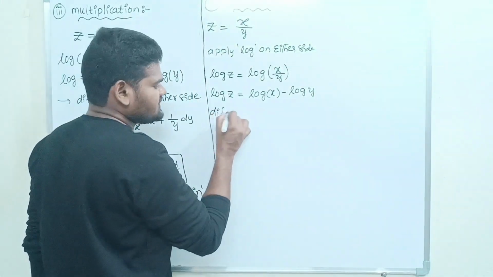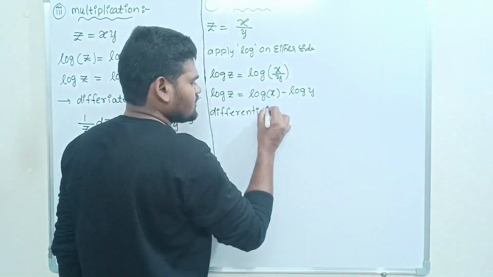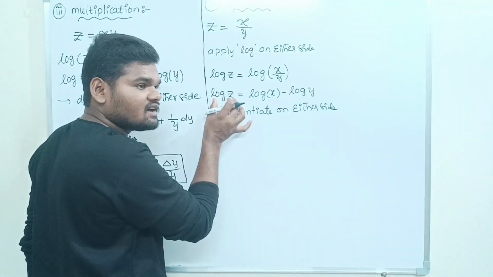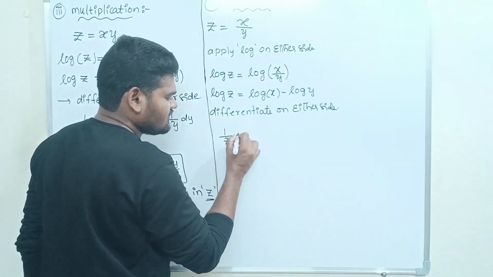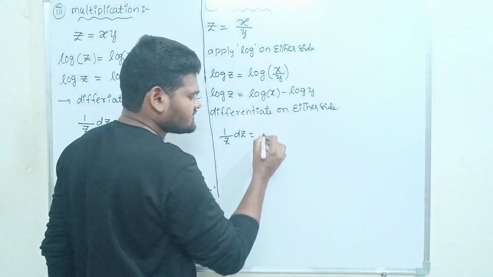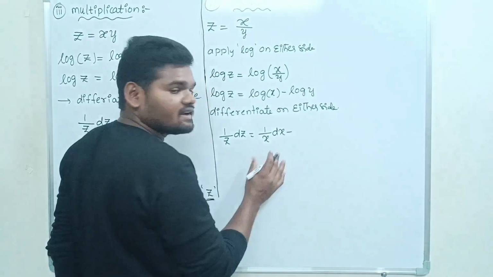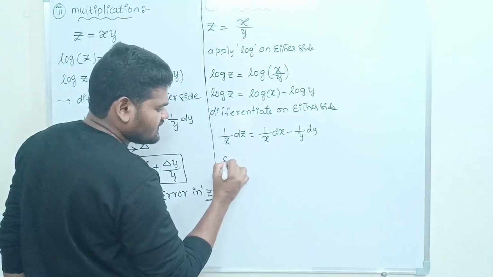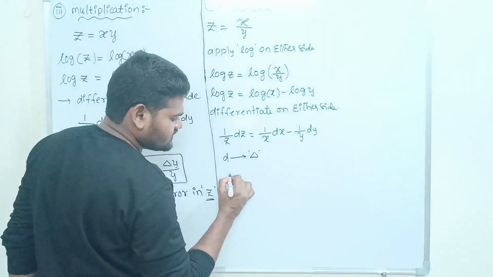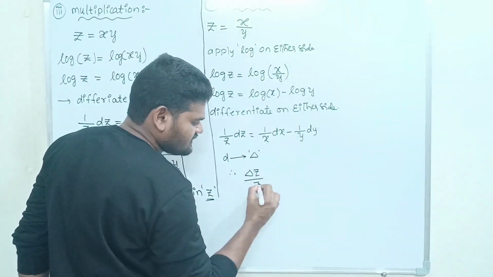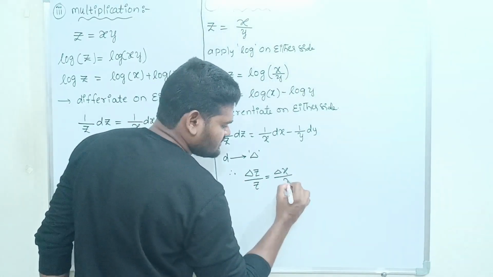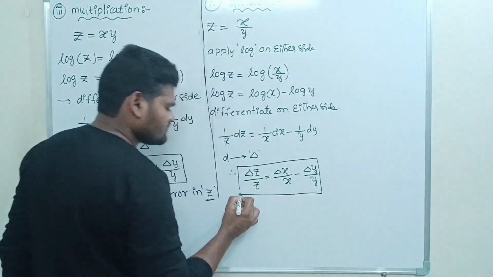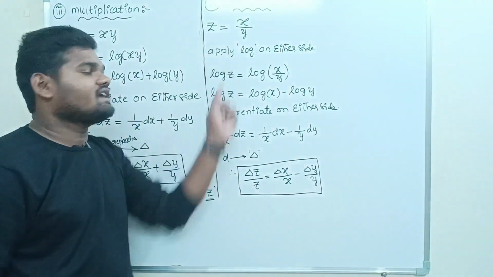So again, differentiate on either side. The differentiation of log z is 1 by z dz, which is equal to the differentiation of log x, 1 by x dx, minus the differentiation of log y, 1 by y dy. Replace d with delta. Therefore delta z by z is equal to delta x by x minus delta y by y. This is the combination of error in case of division.